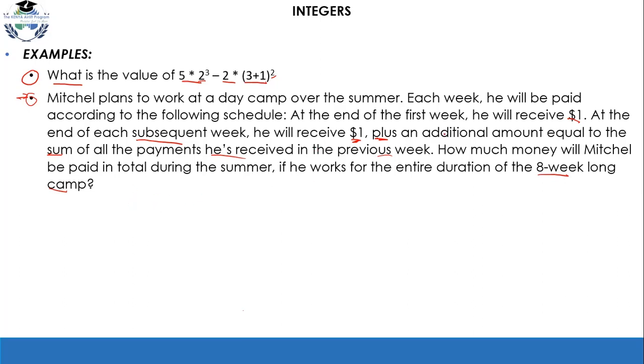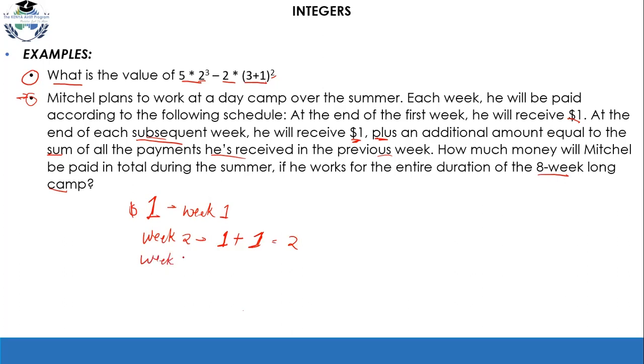So you're being told in the first week, he will receive $1. So this is week 1. Then at the end of each subsequent week, meaning from week 2, he will receive $1. So let's try out week 2 here. He will receive $1 plus an additional amount equal to the sum of all the payments he has received in the previous week. So here he received $1. And what did he receive in the previous week? That will be $1. So this is $2 here.